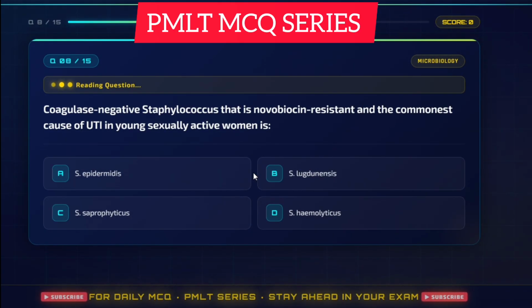Coagulase negative staphylococcus that is novobiocin resistant and the commonest cause of UTI in young sexually active women is A. S. epidermidis, B. S. lugdunensis, C. S. saprophyticus, D. S. haemolyticus.